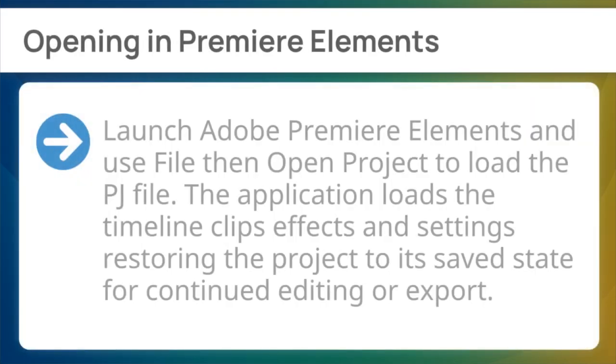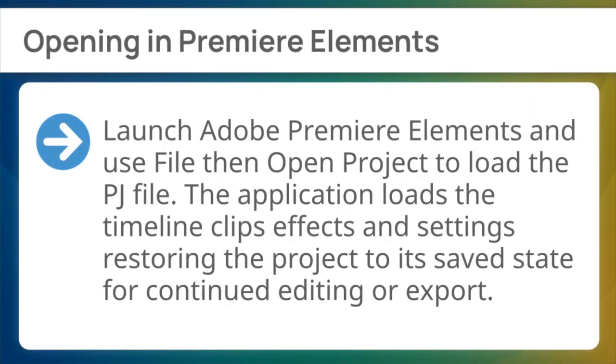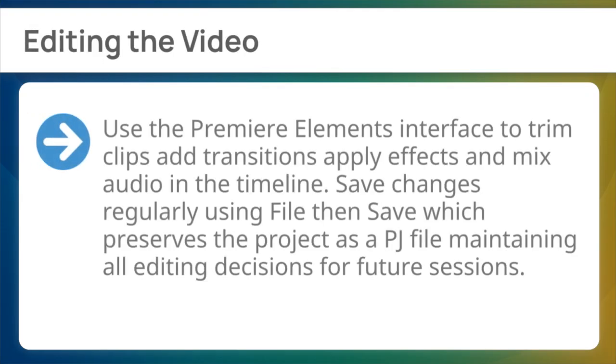First, opening in Premiere Elements. Launch Adobe Premiere Elements and use File then Open Project to load the PJ file. The application loads the timeline clips, effects, and settings, restoring the project to its saved state for continued editing or export. Next, editing the video.